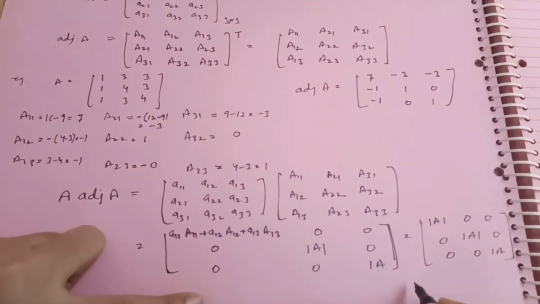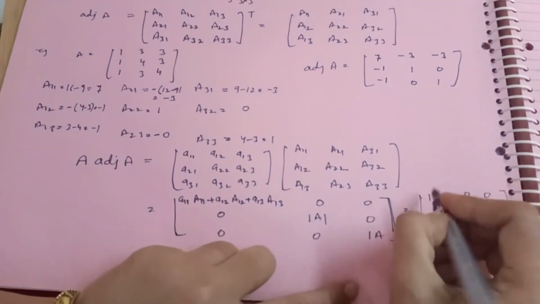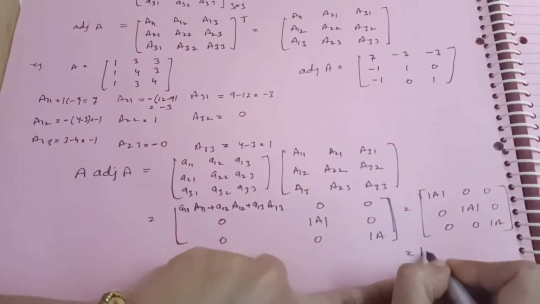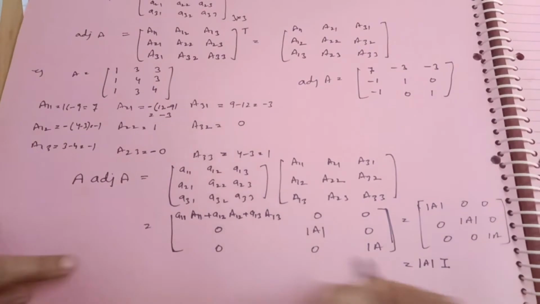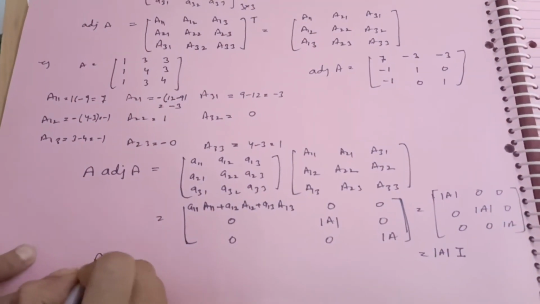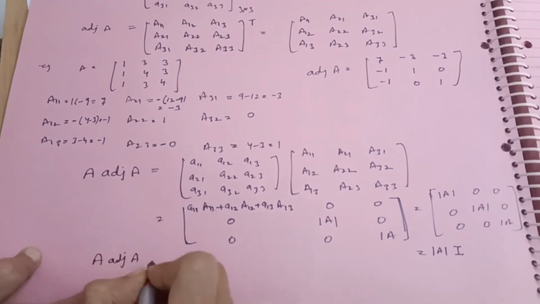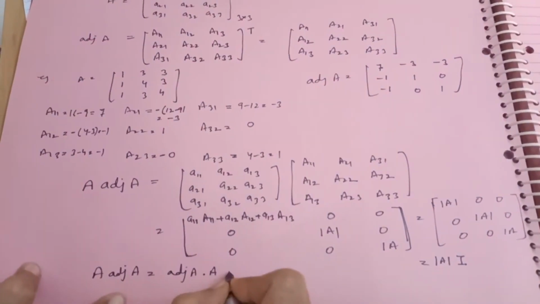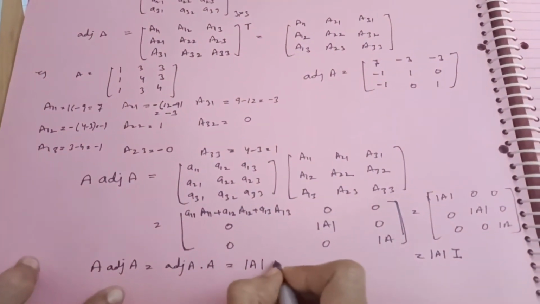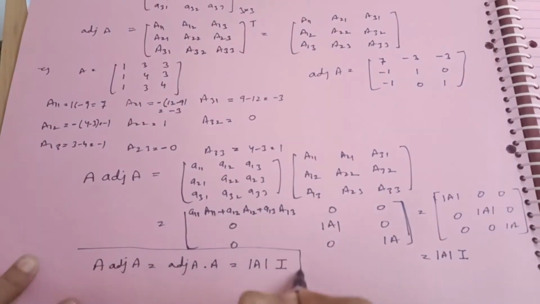This is the matrix. So I can take out the common determinant A, and what is left here is the identity matrix I. So what result did you get? Actually you got A adjoint A, or you can do it the other way also: adjoint A multiplied with A will give you the result determinant A times I. This is a very important result.